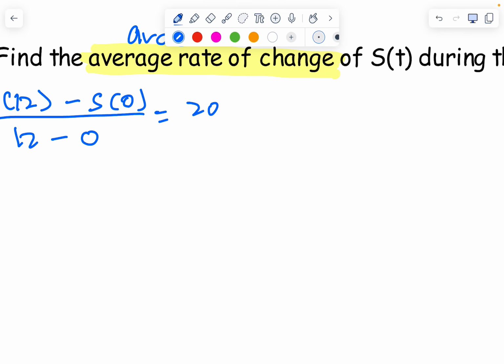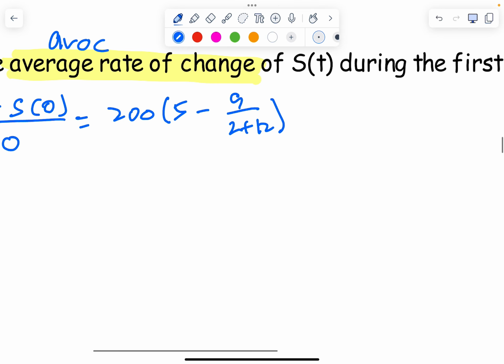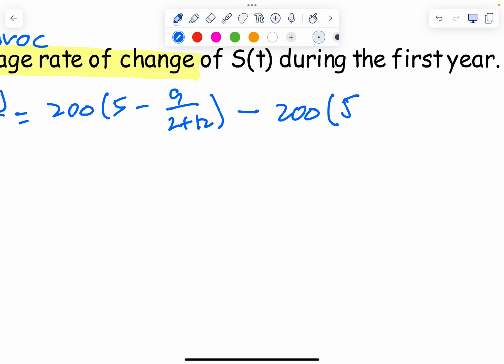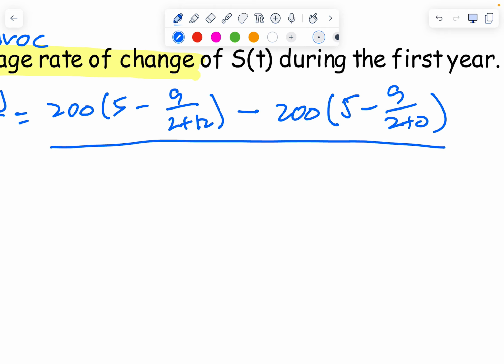So here we go, right with me. So we have 200, leave it alone. Do not compute as you go, because we all make silly mistakes. Open up your parentheses. 5 minus 9 all over 2 plus 12. Pretend you don't know 2 plus 12. And then our average rate of change is minus. Now we're plugging in 0. So 5 minus 9 over 2 plus 0. Pretend you don't know 2 plus 0. All over 12. So on Desmos, write it exactly like this.